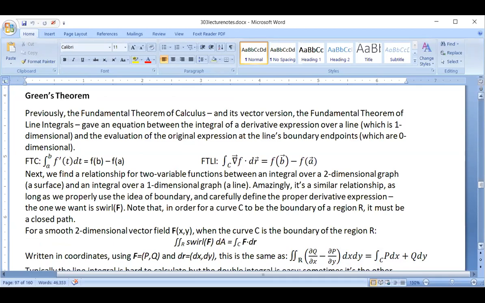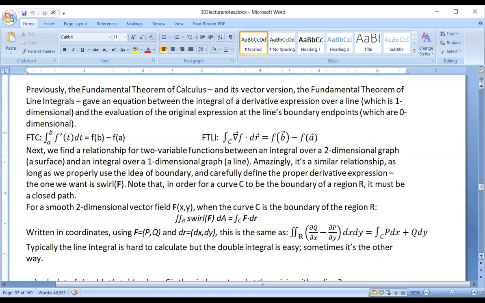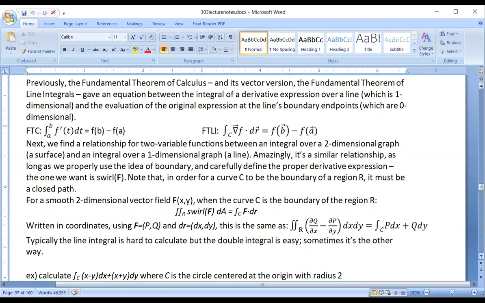Okay. So what does Green's theorem do? Well, typically the line integral is hard to calculate but the double integral is relatively easy. Sometimes it's the other way around. Let's take a look at an example. Calculate this line integral, the integral over the path C of (x minus y) dx plus (x plus y) dy, where C is the circle centered at the origin with radius 2.